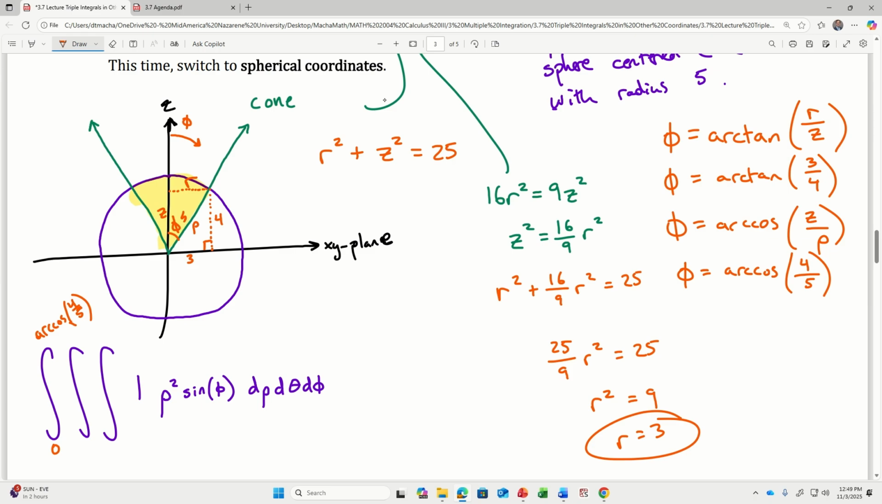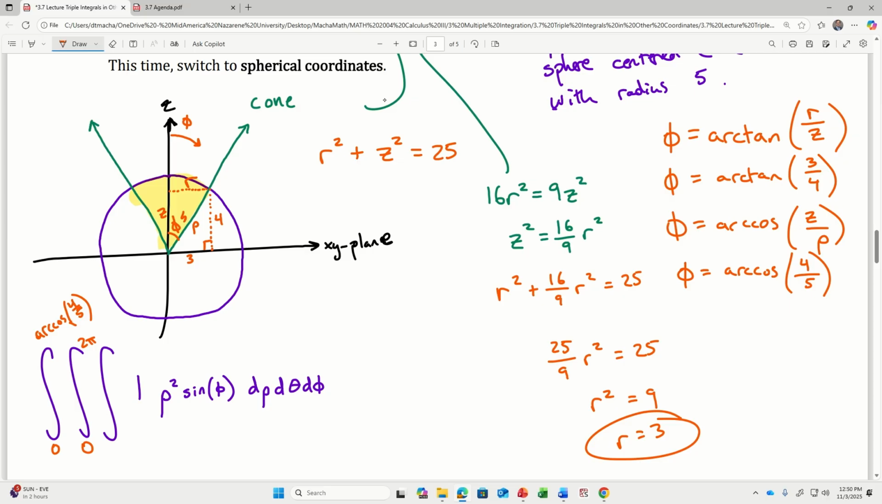What about theta? What's the lower bound on theta? 0. Upper bound, 2 pi. Because this shape has radial symmetry about the z-axis, I care about the entire shape for the entire rotation around the z-axis. And so that theta angle, that's telling me, okay, in the xy plane, let's measure an angle counterclockwise from the positive x-axis. That's going to give me the whole cone if I rotate all the way from 0 to 2 pi radians.